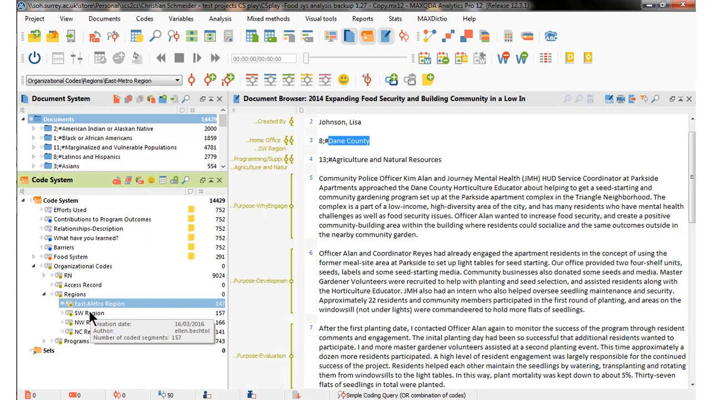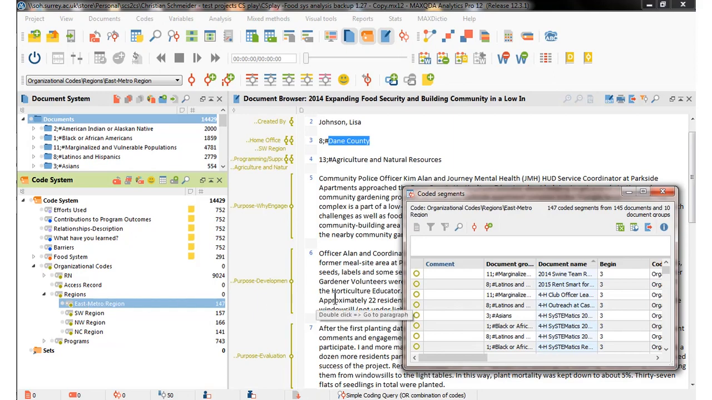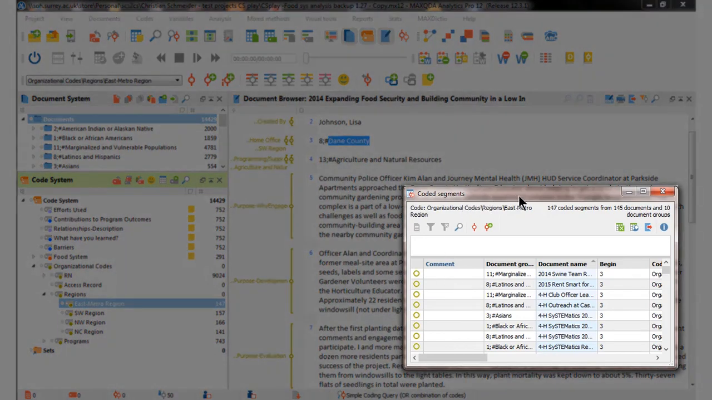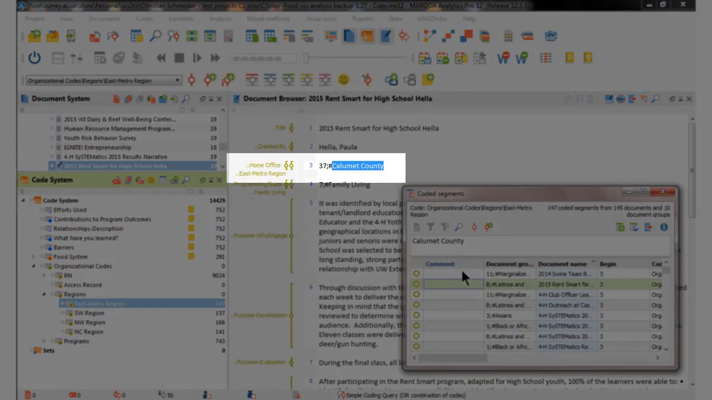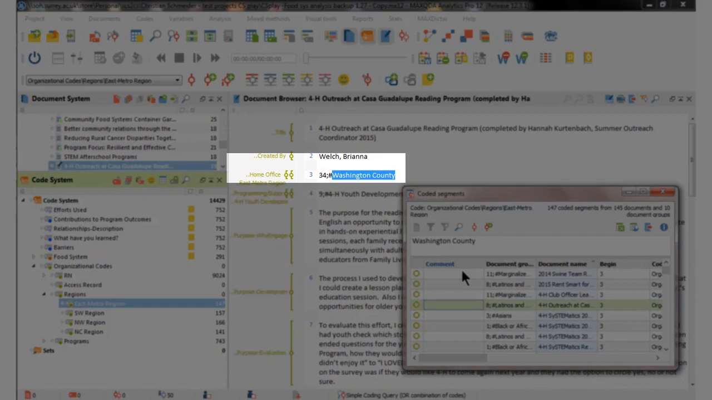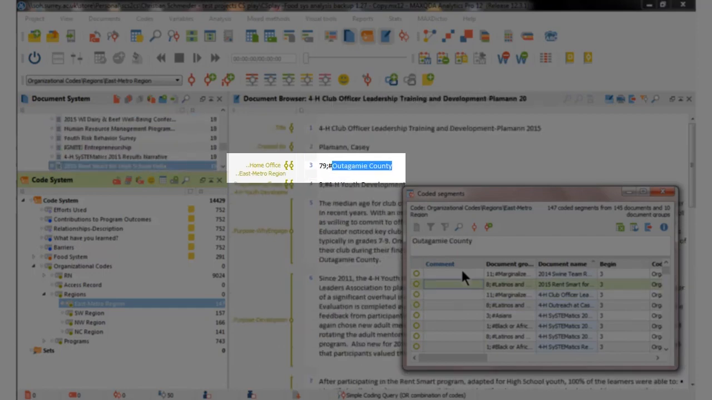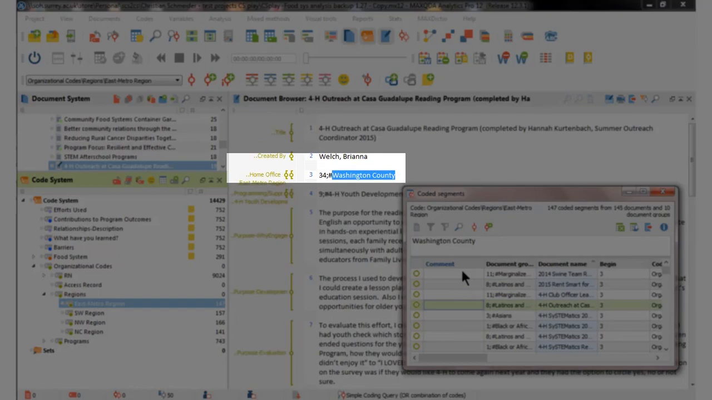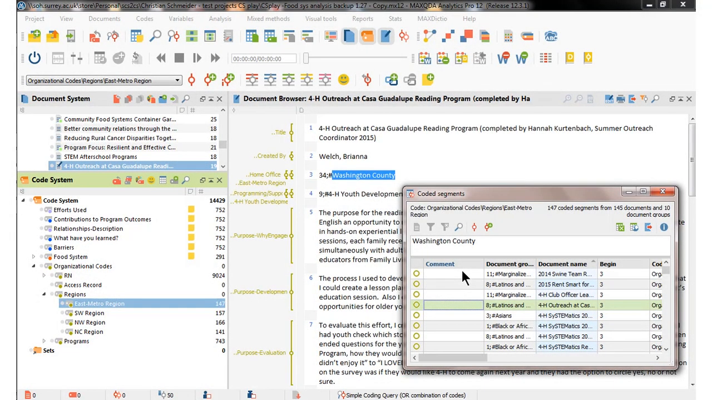I'm not going to show you how to do that here, as that's not the focus of this video, and you can find out how to auto-code when you're practicing on your own or by attending a workshop. The point now is that linked to these region codes is only each instance of the county name. I'll show you that by opening them up. Here are all the coded segments for the East Metro region, and if I choose each individual coded segment, you'll see that different counties have been coded at the region code.